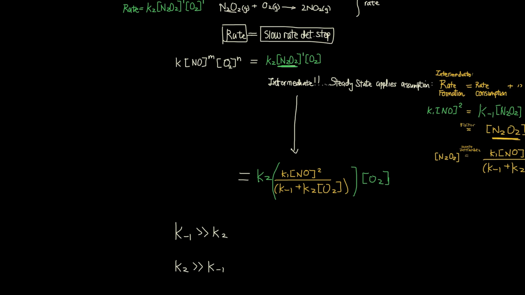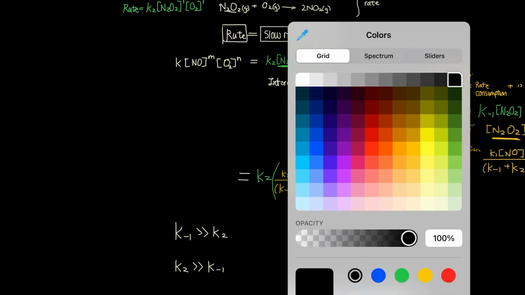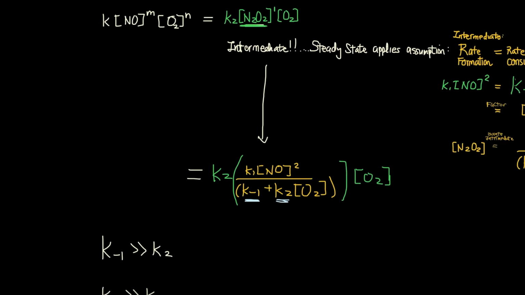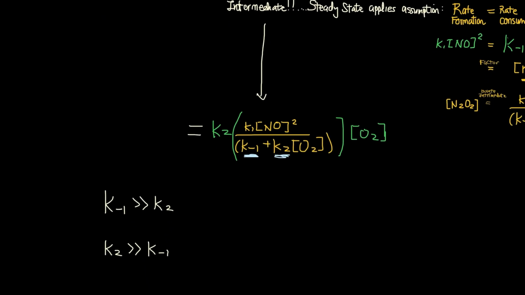We know that K -1 is the reverse direction of our first elementary step, and K2 is the forward direction of our rate of consumption for the intermediate. So we don't like these two things. We have to get rid of one, and this is what we call the pseudo reaction order, where we combine the two K's. And which K do we combine?